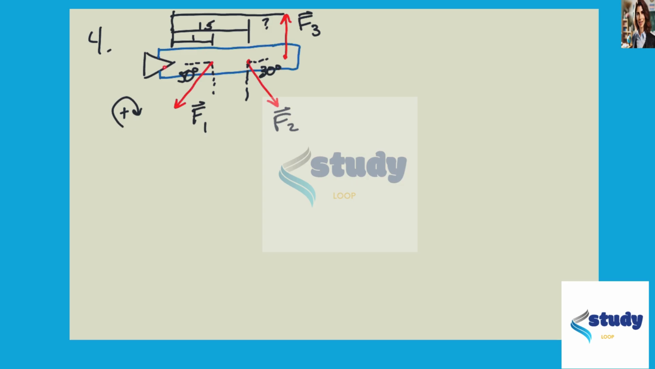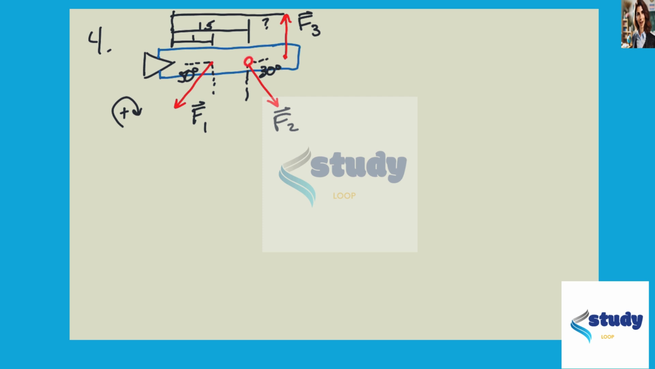In this problem, we're given a beam that's pivoted at one end and has three loads acting on it. One load acts at a distance of 1 meter from the pivot and makes an angle of 50 degrees from the center line of the beam.